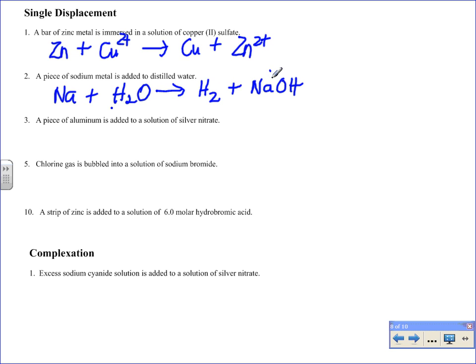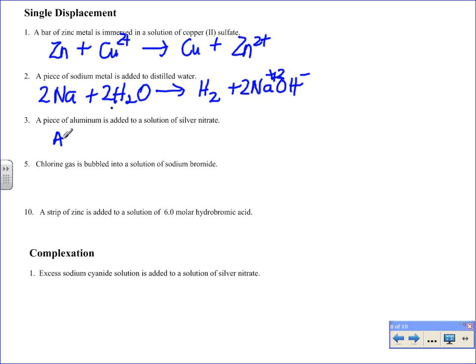Now in this case, sodium hydroxide is a strong base, so you're going to split this up. Let me move this over a little bit. So I should have sodium plus hydroxide minus. And in terms of balancing, I need 2 here, 2 here, and 2 here. So I'm also going to need a 2 there.